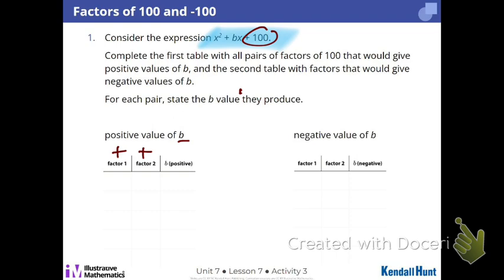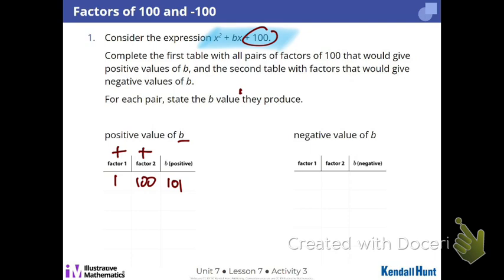Okay, so what's the easiest, or I don't know if easy is the right word, the lowest factor of 100 we can use? 1. And the second factor for that pair would have to be 100. Would you guys agree? 1 times 100 gives me 100, and my b value is positive. What is my b value then? 101. 100 plus 1. Okay.